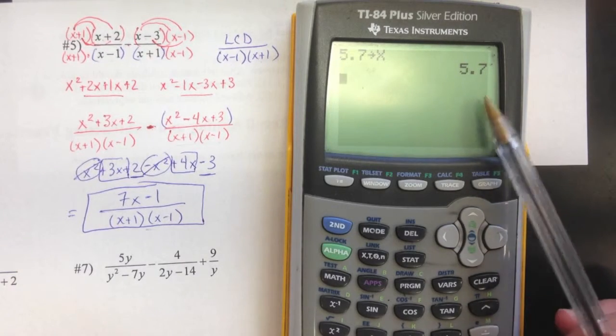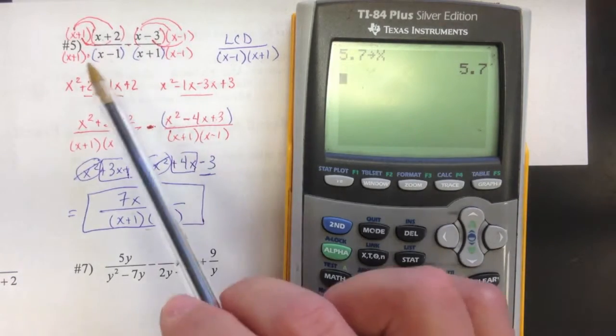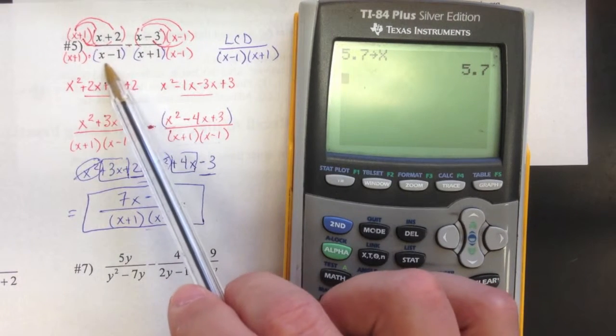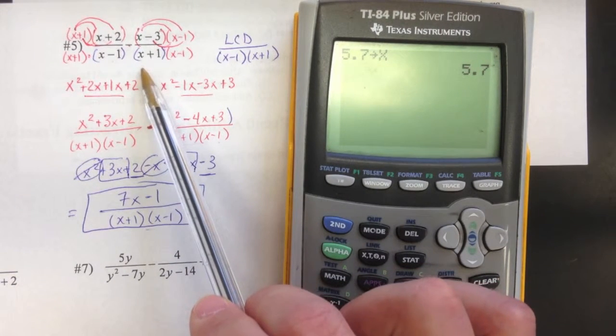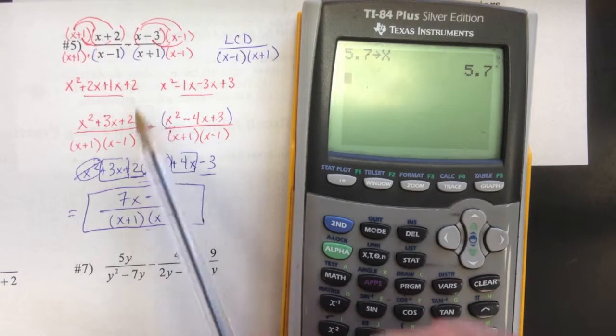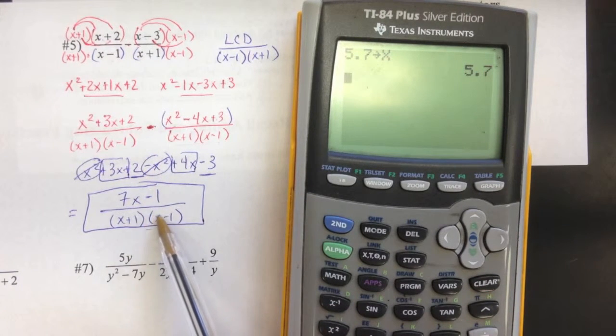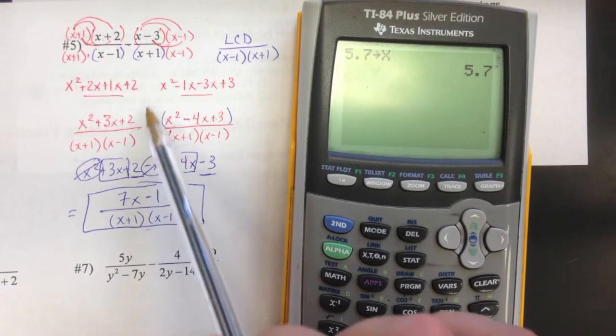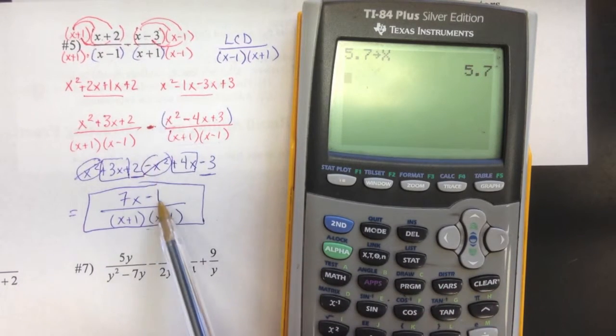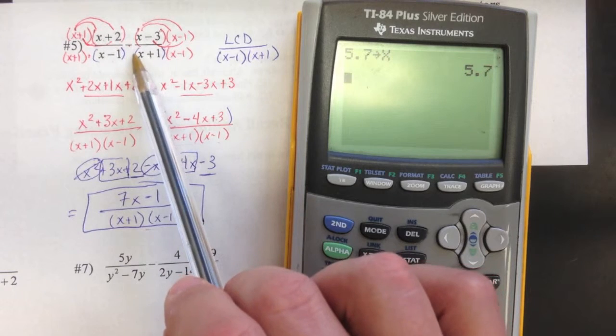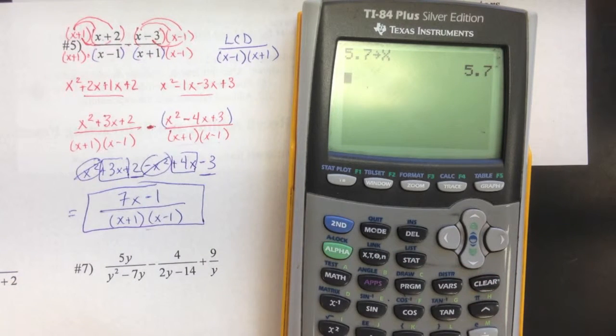So here's my question. If I take the original problem before I did anything to it, and I plug in 5.7, and if I take my answer and I plug in 5.7 for the x's, are these equal values? Are these equivalent expressions? This is messy, so if you're going to do this, you have to be real careful.